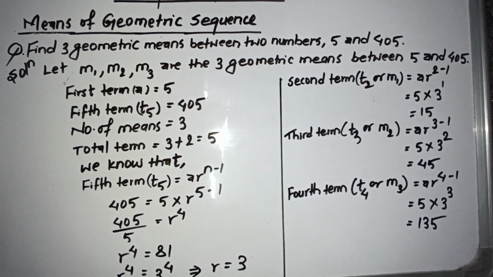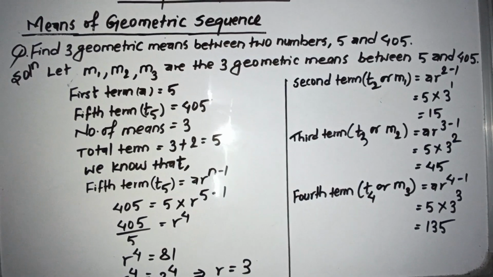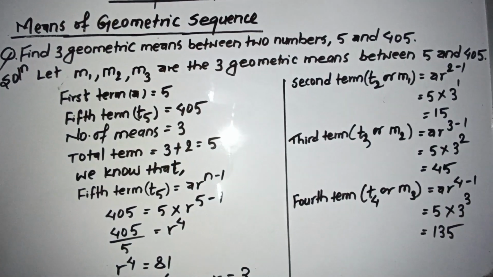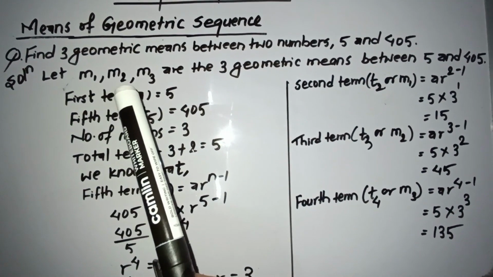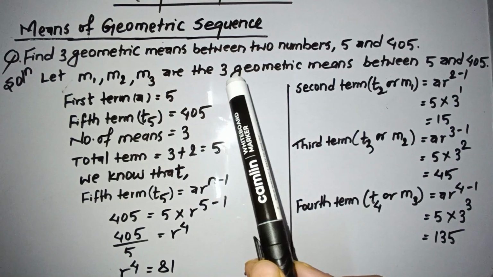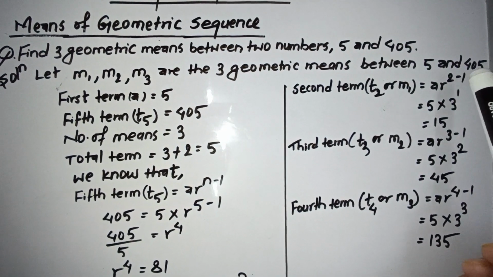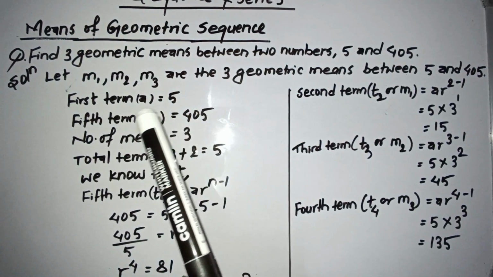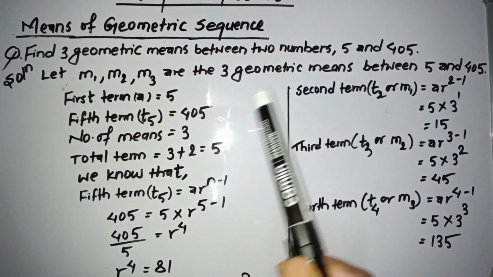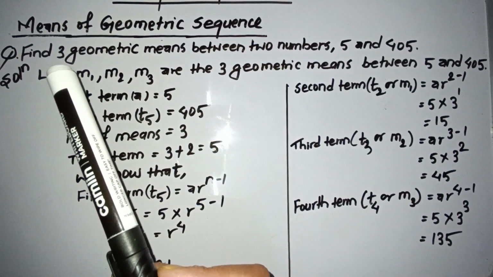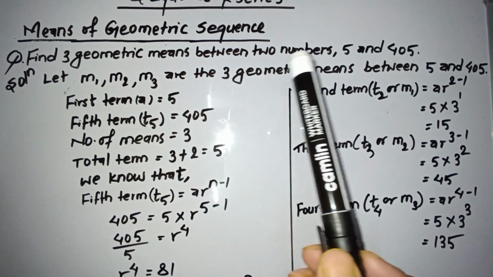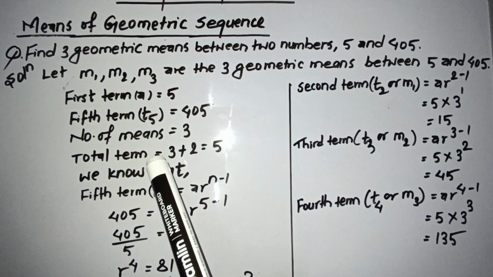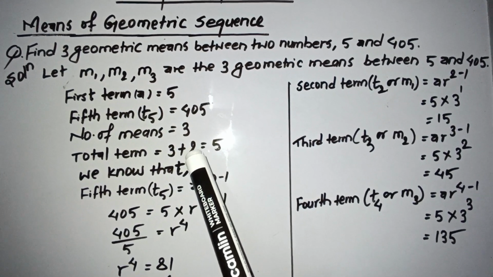We are going to calculate another numerical problem which is based on geometric means. Find three geometric means between two numbers, that is 5 and 405. Let m1, m2 and m3 be the three geometric means between 5 and 405. Here the first term a is equal to 5, and our fifth term t5 is equal to 405. Because we have three geometric means between 5 and 405, that is 3 means, and the 2 terms already given, the total is 5.